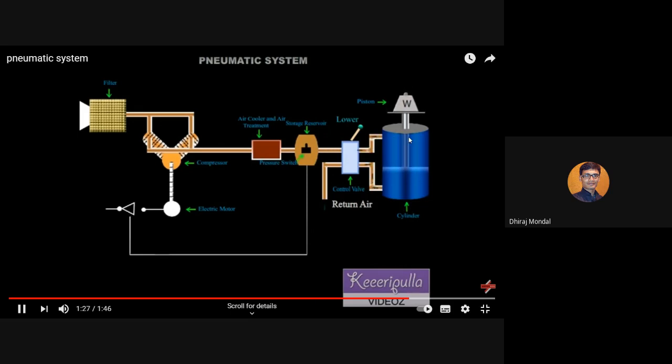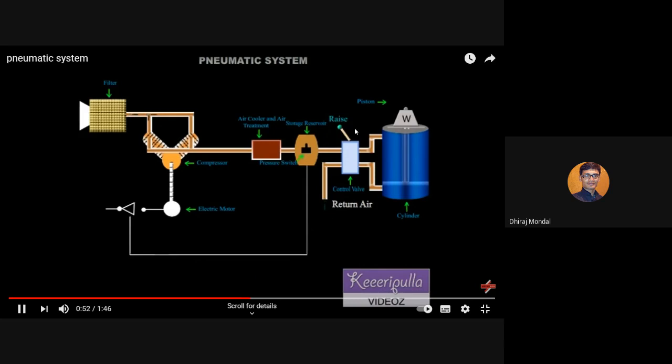You can see the pressure is here. By the help of this pressure, the load is coming downward. And when I again allow the pressure to flow throughout this way, at that time what will happen, the load is moving upward. So this is how it is happening.